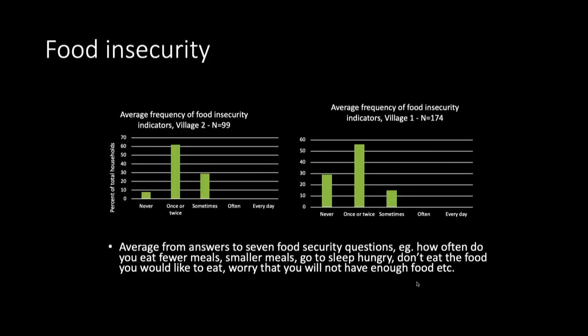And this is a graph about food insecurity, where I have aggregated the answers to 7 questions we asked in the 2016 survey on food security. For example, how often people in the household have eaten fewer meals, smaller meals, gone to sleep hungry, or worried about not having enough food. As you can see, these are 2 different villages. Most of the households in both villages have not been able to answer that they never go to sleep hungry or eat less. They're not terribly food insecure, they haven't answered always or often, but they're also not completely secure.